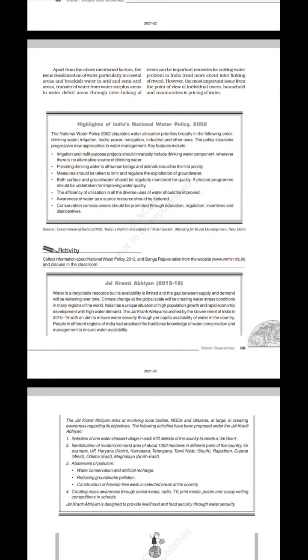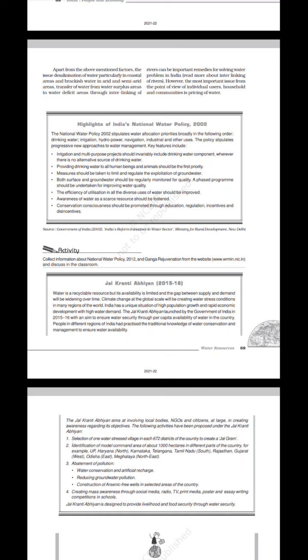Apart from the above mentioned factors, the issue of desalination of water, particularly in coastal areas, and brackish water in arid and semi arid areas, transfer of water from water surplus areas to water deficit areas through interlinking of rivers can be important remedies for solving water problem in India. Read more about interlinking of rivers. However, the most important issue from the point of view of individual users, household and communities is pricing of water.